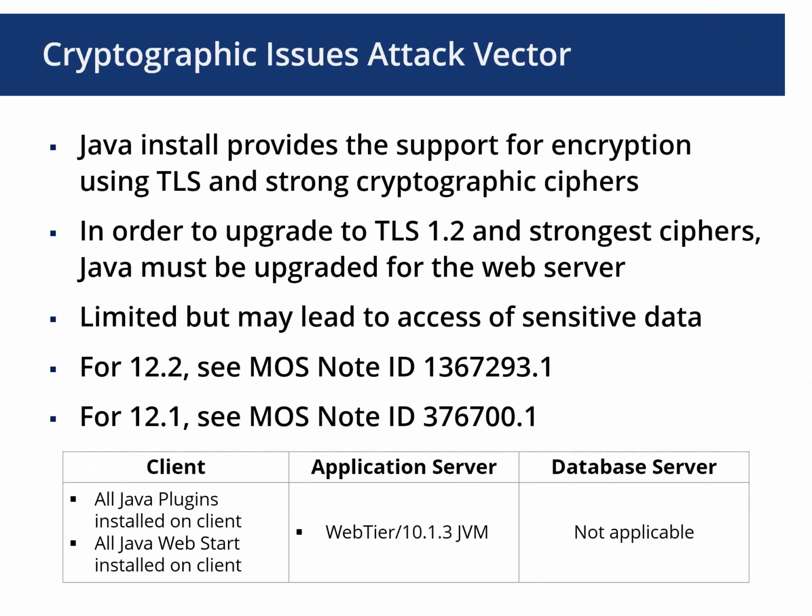But the key point here is that when we want to upgrade to the latest encryption protocol, being TLS 1.2, or the strongest ciphers, like AES, Advanced Encryption Standard, that's all controlled by Java, both on the client and the application server. So in order to get the latest cryptographic protocols and ciphers installed, I actually have to upgrade the client and the application server.